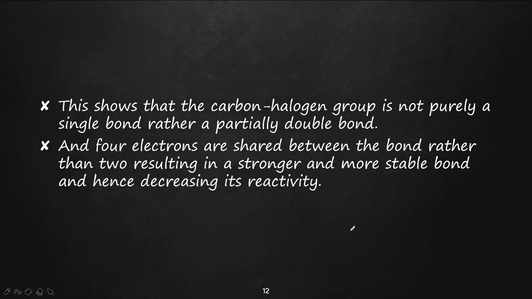Now this shows that the carbon halogen bond is not purely a single bond, but rather a partially double bond. That's just what it's trying to show. Four electrons are being shared between the halogen and the carbon, because after the resonance, you can keep drawing the resonance structure. If you know how to draw it, you can keep drawing. If you don't know, you can learn. Because of time, let me just try and run this up.